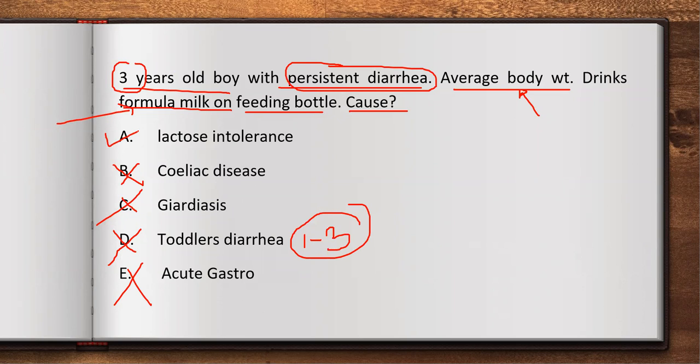It causes persistent diarrhea, and if it is not very severe, it will not make your child lose significant body weight. But whenever there is a clue of formula milk on a feeding bottle, always think lactose intolerance can cause persistent diarrhea in this patient. But still look for other clues in the options or in the question. If there is anything that I have described from these options, then try to think otherwise. For toddler's diarrhea, the child will be growing and thriving well, but they give you a clue of the child taking a lot of fruit juices. Gastroenteritis is an acute thing, it should not cause persistent diarrhea.